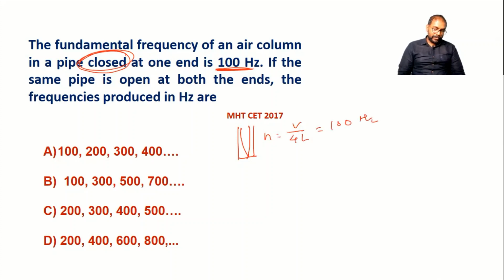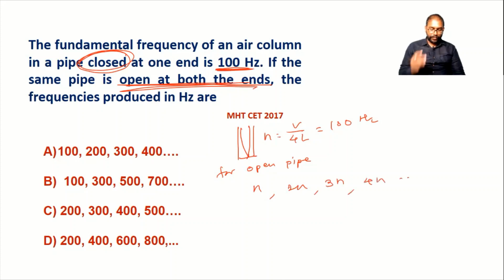And when the same pipe is open at both the ends, then it vibrates at N, then 2N, then 3N, then 4N, and so on. But here this N is V by 2L.